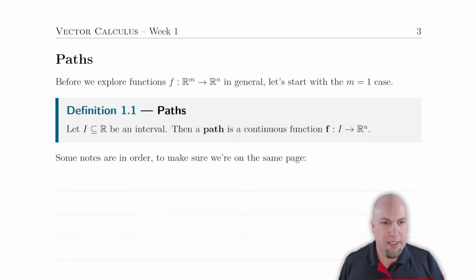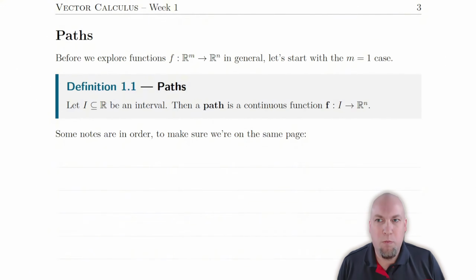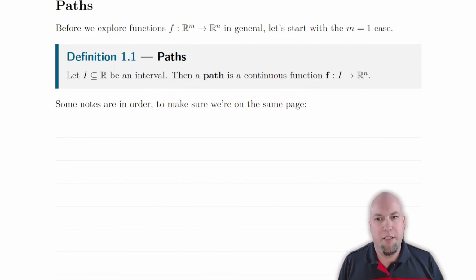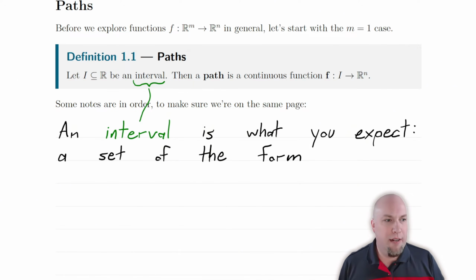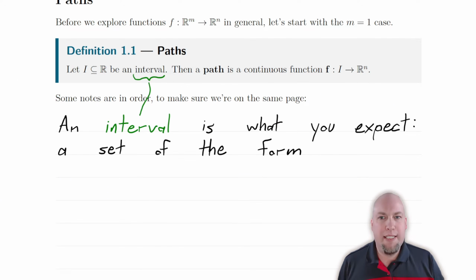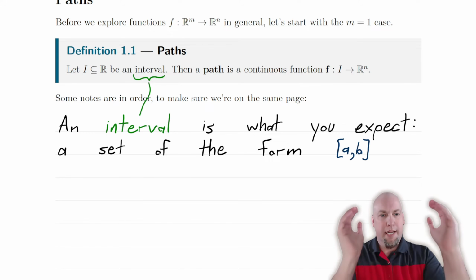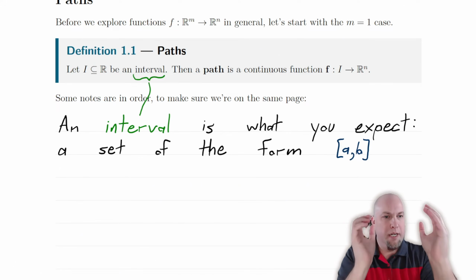And so let's talk about this a little bit, okay? Let's try to understand this definition a little bit better, okay? And so first off, when I say an interval, what is an interval here? Well, it's what you would expect, okay? An interval, for example, might be a set of the form [a, b], closed brackets, so including both endpoints.